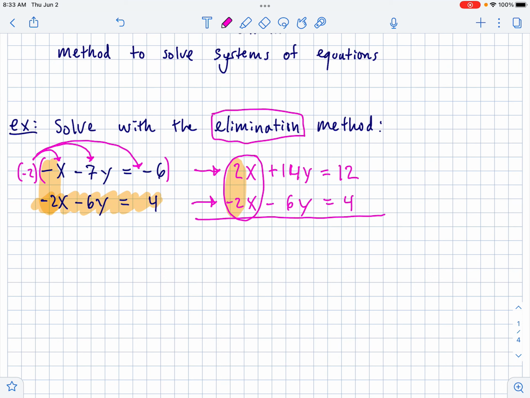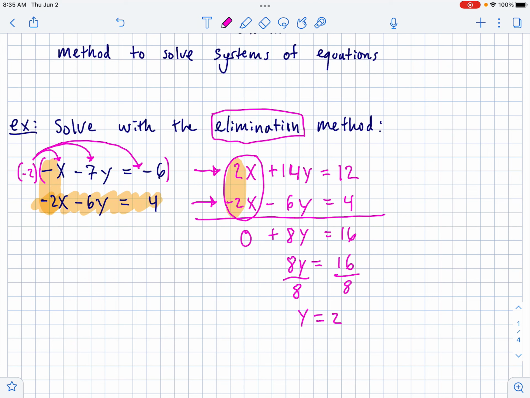So here, 2x and -2x is a 0. Then 14y minus 6y is an 8y. And then 12 and 4 is 16. So the 0 plus 8y, 0 plus anything is just itself. So you get 8y is equal to 16. And then you divide both sides by 8. And you get y is equal to 2.